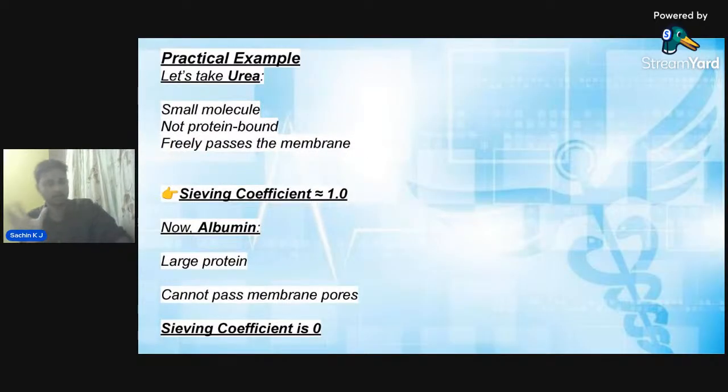Let's take one practical example of the sieving coefficient on urea. Urea is a small molecular weight molecule, it is not protein bound, and it freely passes through the membrane. The urea sieving coefficient is 1. Now albumin is a large protein molecule with high molecular weight and can't pass through the membrane. Its sieving coefficient is 0.